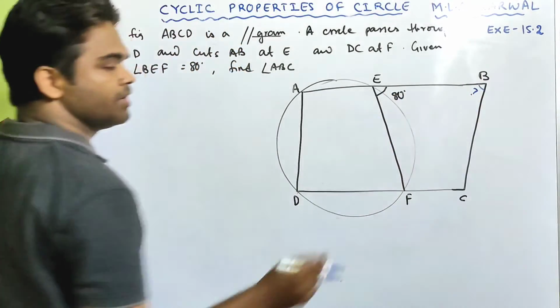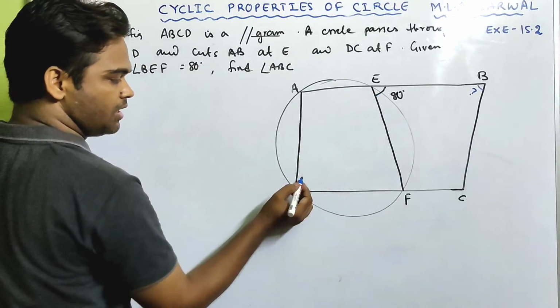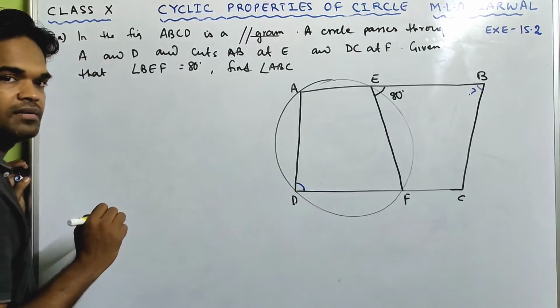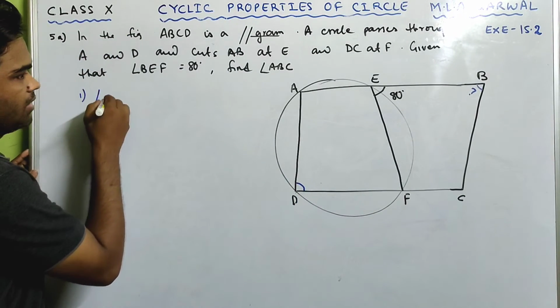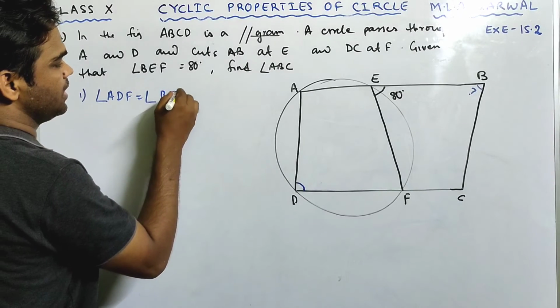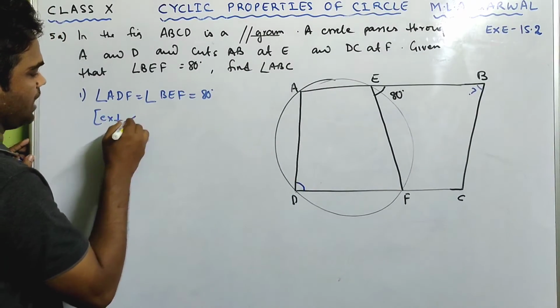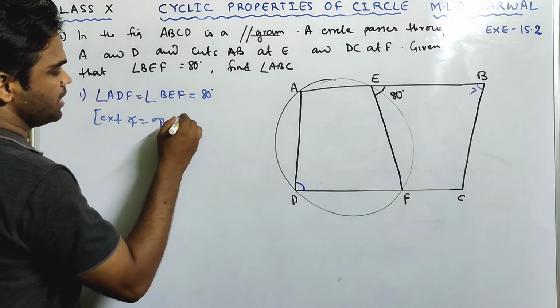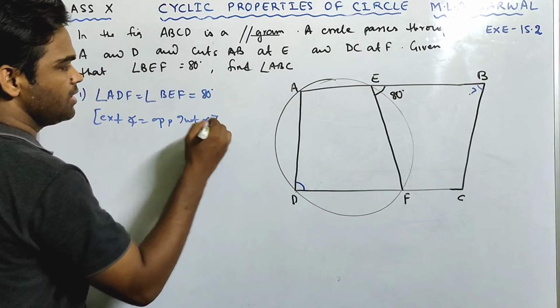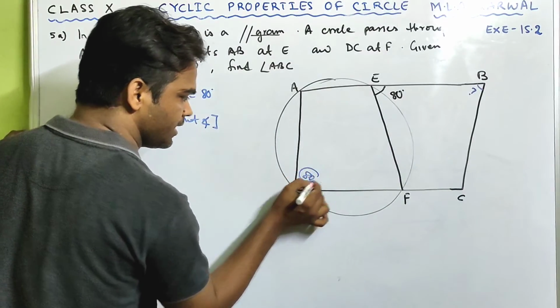Very easy. First of all, let us use the cyclic quadrilateral property. Exterior angle equals to opposite interior angle. Done. Angle ADF is equal to angle BEF, 80 degree. Why? Because exterior angle equals to opposite interior angle in a cyclic quadrilateral. It's done, boss, this 80 comes out.